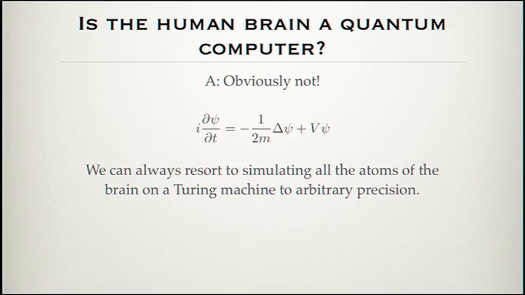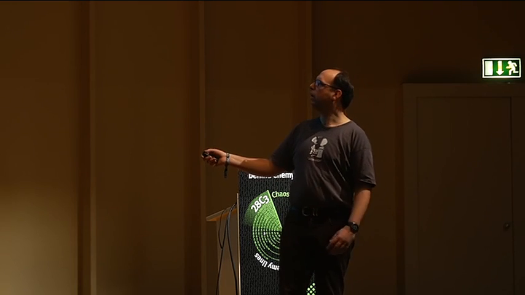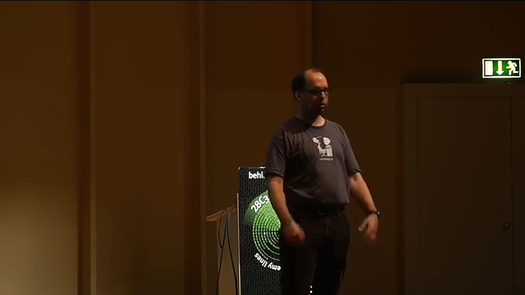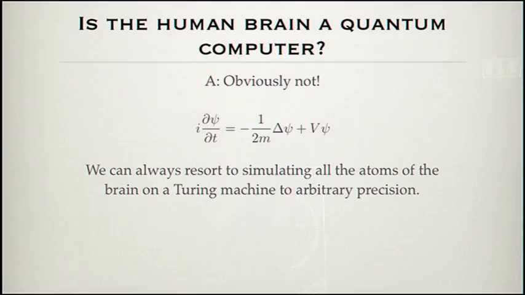You have to simulate 10 to the 23 electrons in my brain, but I'm terribly convinced that this is a partial differential equation, it's huge, right? But I can always numerically solve it to any accuracy that I like, given my computer is big enough and I have enough time. So whatever quantum processes happen inside the atoms of my brain, I can always simulate, in principle, all the electrons in my brain on a classical architecture, and therefore I won't be able to do anything more fancy than I can do with the Turing machine.